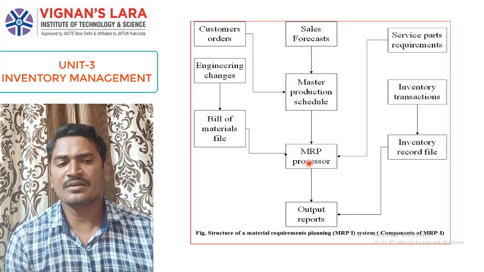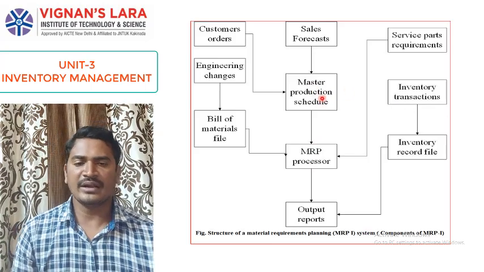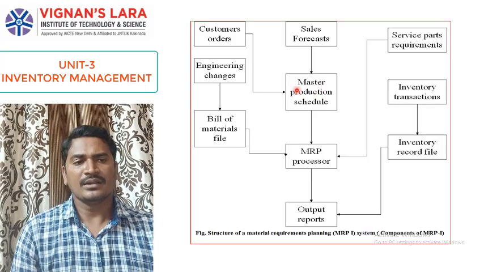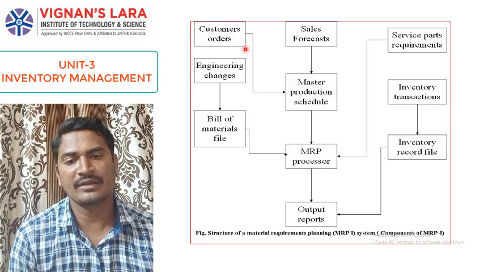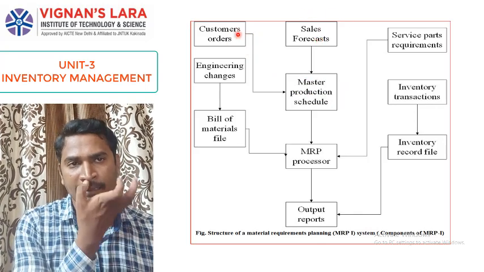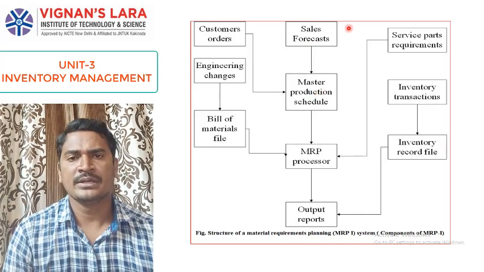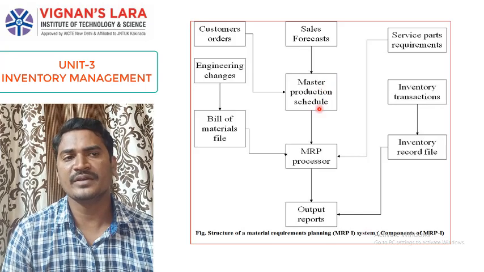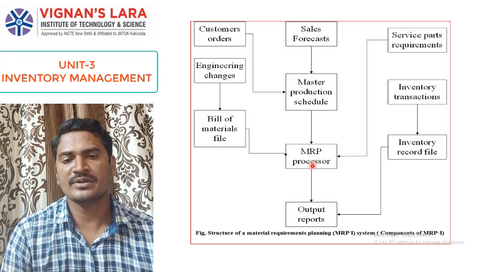Next, coming to the structure of the material requirement planning system. These are also called the components of material requirement planning. The first one is the master production schedule. Based on the master production schedule, we prepare the material requirement planning. For the master production schedule, we require two things: the customer's order and the sales forecast. Based on the customer order, we prepare the master production schedule. Sometimes we take the sales forecast, and according to the sales forecast, we prepare the master production schedule.